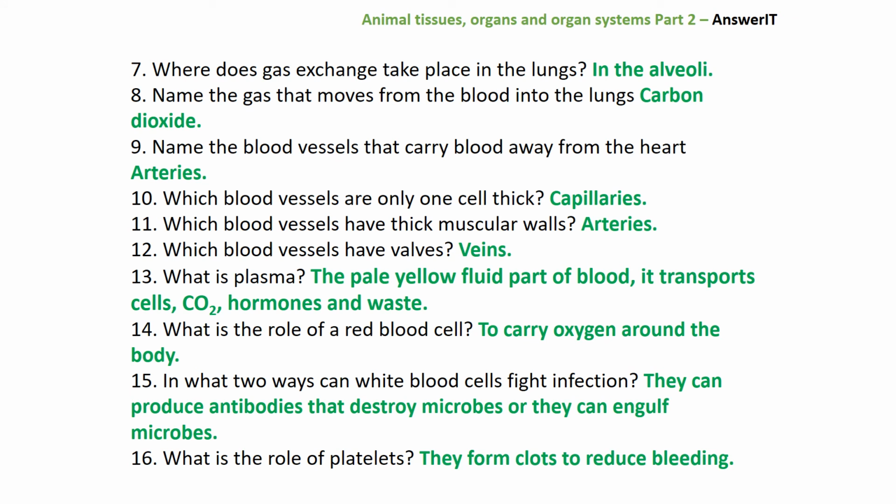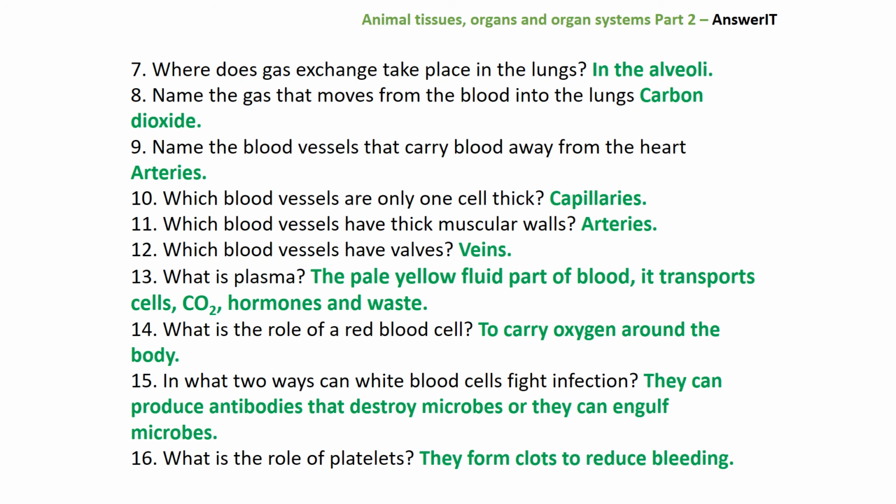Right, next lot. Number 7, where does gas exchange take place? It happens in the alveoli. Number 8, name the gas that moves from the blood into the lungs. That would be carbon dioxide. Number 9, the blood vessel that carries blood away from the heart are arteries. Number 10, the blood vessel that is only 1 cell thick are capillaries. Number 11, the blood vessel with thick muscular walls are arteries. Number 12, the blood vessels with valves are veins.